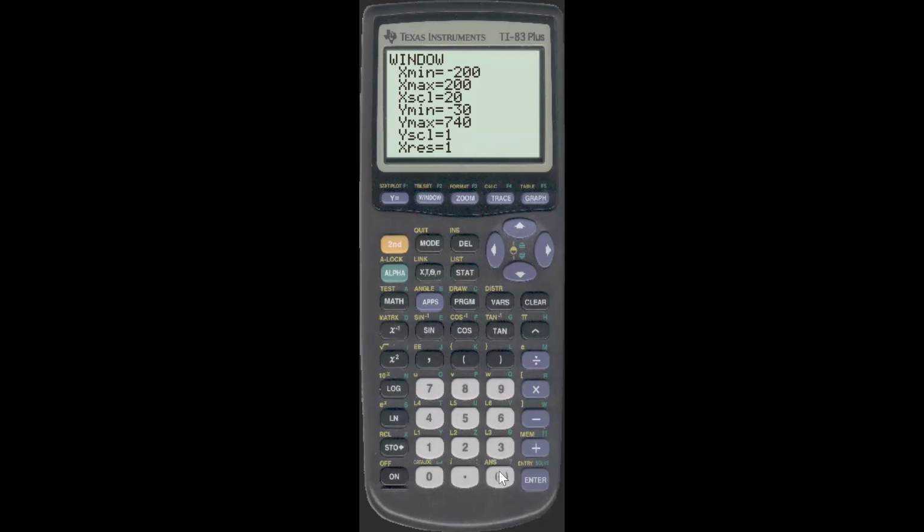And then Y min, we're going to go minus 1,000. And this is just a guess. I don't know if this is right. I don't know if it will work. We're just trying something. We're taking a step in the right direction.